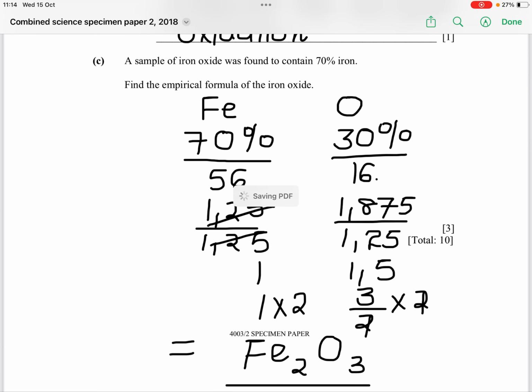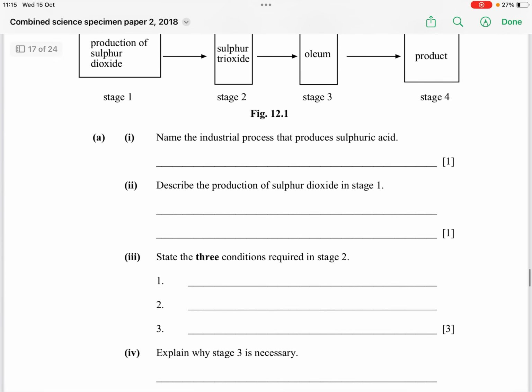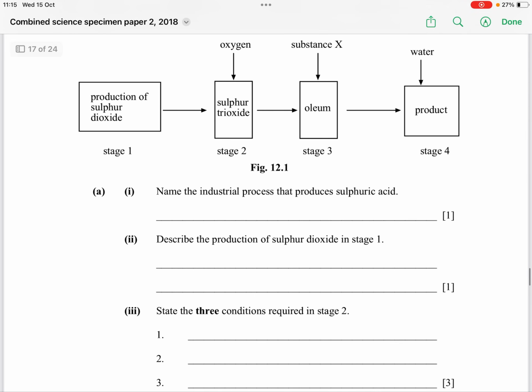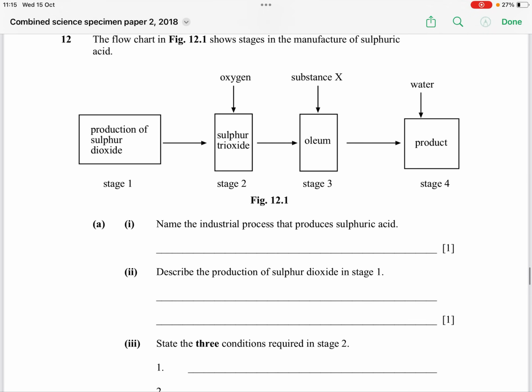So that was all about number 11. We now want to proceed to number 12. Number 12 was a question on the contact process. Name the industrial process that produces sulfuric acid. It is known as the contact process.